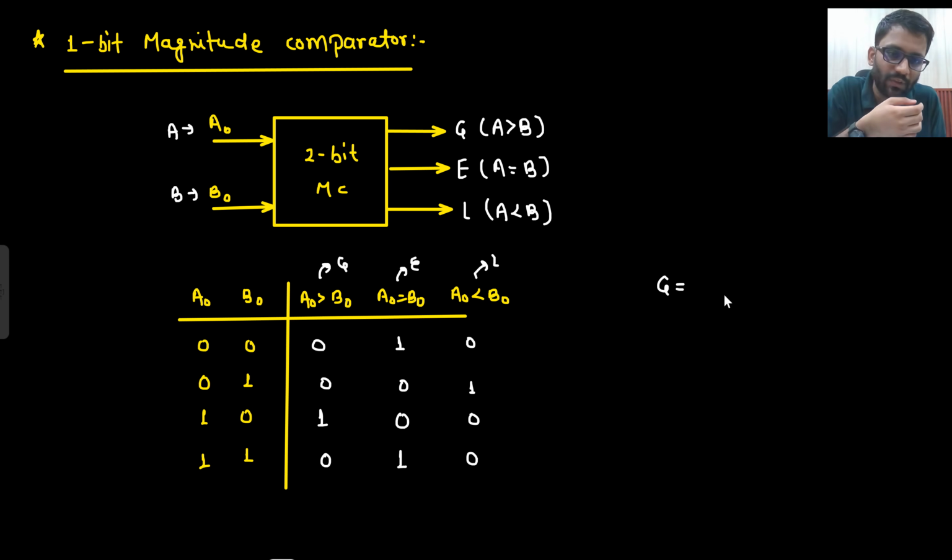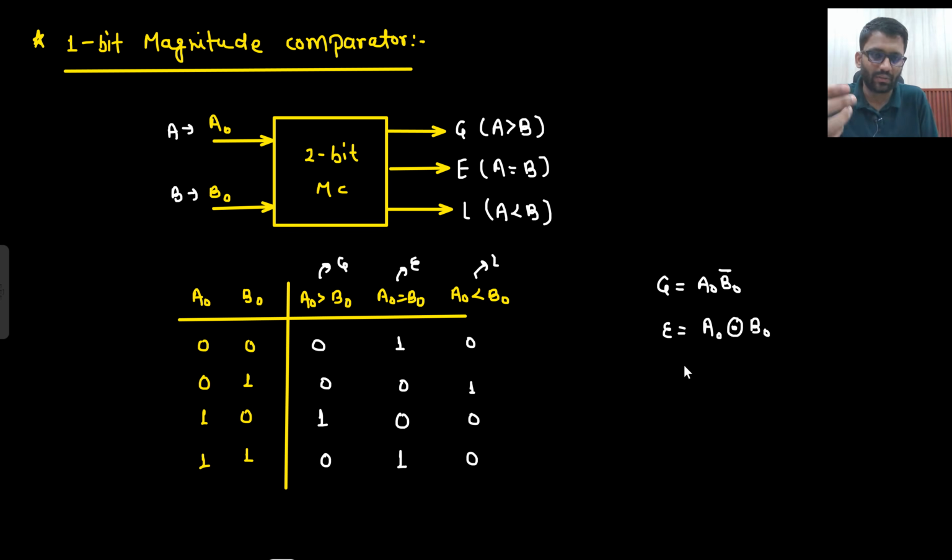So what is the expression of greater? That is A naught, B naught bar. What is the expression of equal? This is simply XNOR gate, right? You can see it is XNOR gate. And what is the expression of lesser? That is A naught bar, B naught. So these are the expressions we are getting.